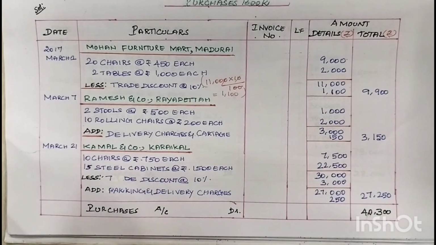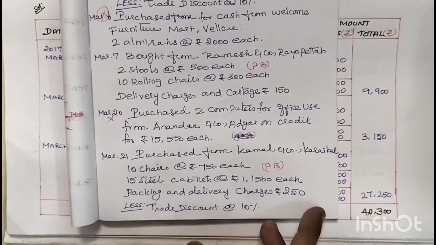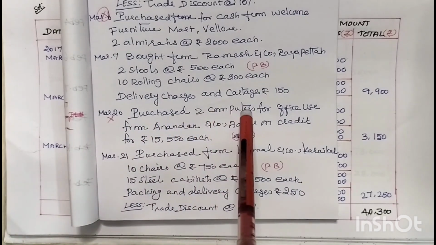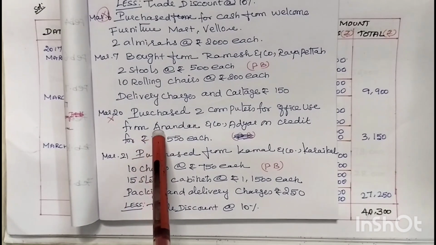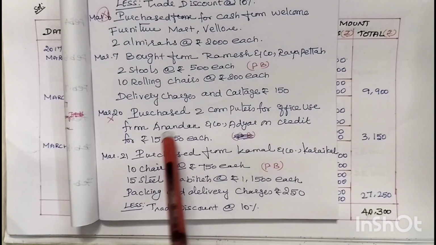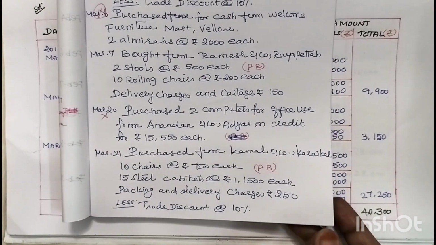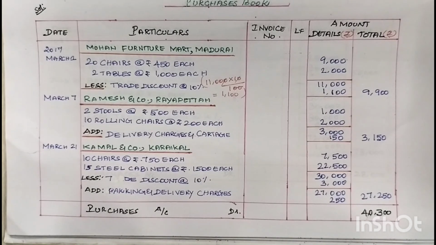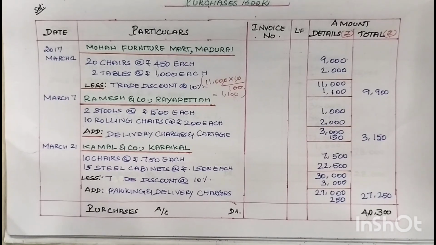Then let's see the next transaction, that is on March 20 purchased 2 computers for office use from Anandan and Company, Adayar on credit for 15,550 each. So this transaction tells us, this transaction is the asset. The purchase of computers on 20th March 2017 will not be recorded into the purchases book because it is an asset. But here they are dealing in furniture. We won't record these assets into the purchases book.